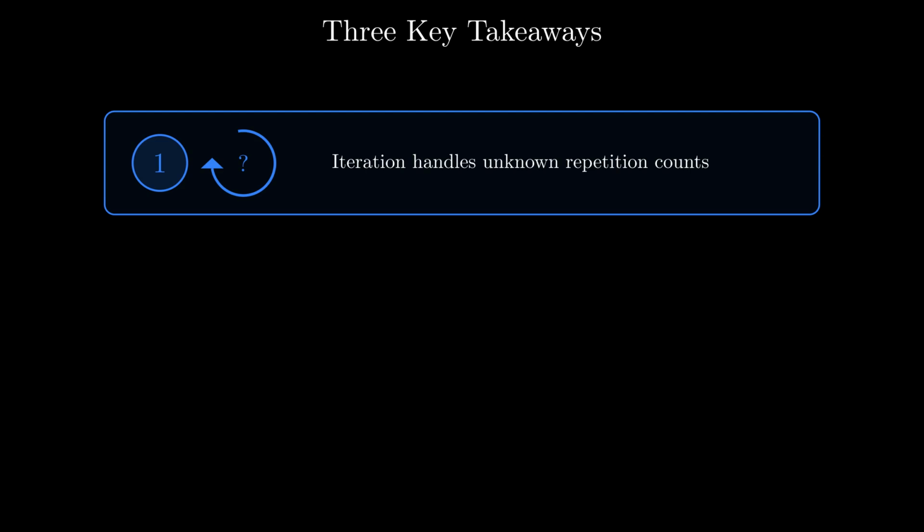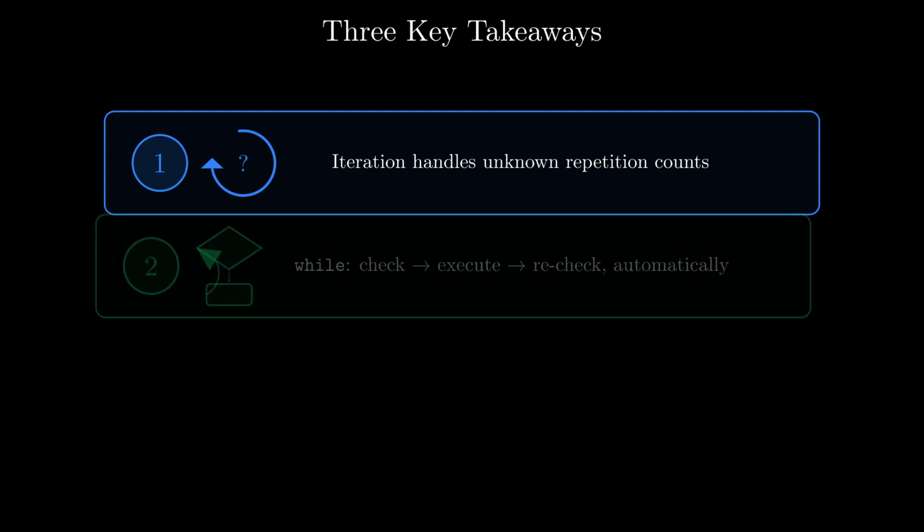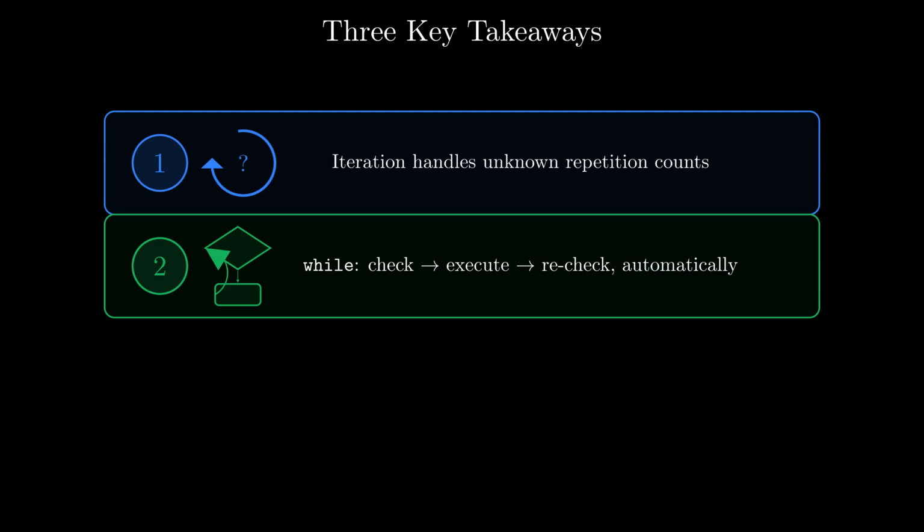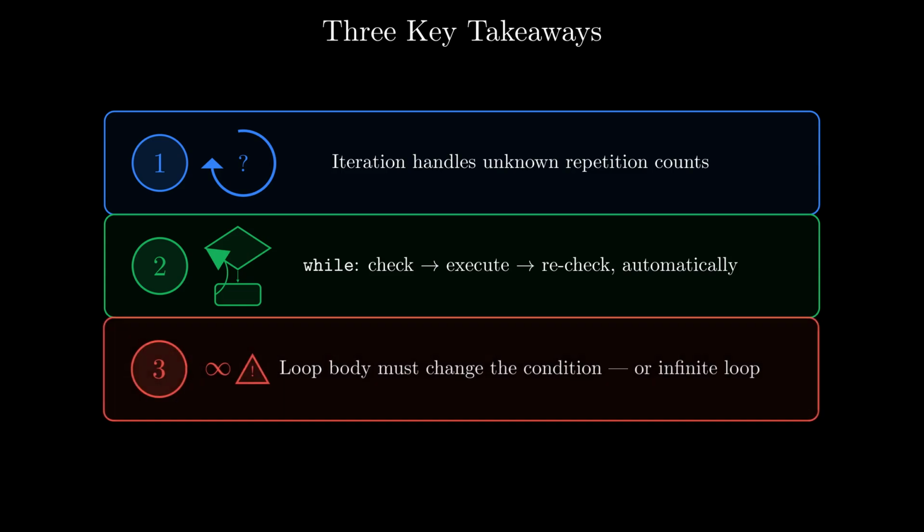Three key takeaways. First, iteration solves the problem of repeating something an unknown number of times, something branching alone cannot do. Second, a while loop checks its condition, runs the indented block, then automatically rechecks, repeating until the condition becomes false. Third, if nothing inside the loop changes the condition, you create an infinite loop that never terminates. Guard against this in every loop you write.